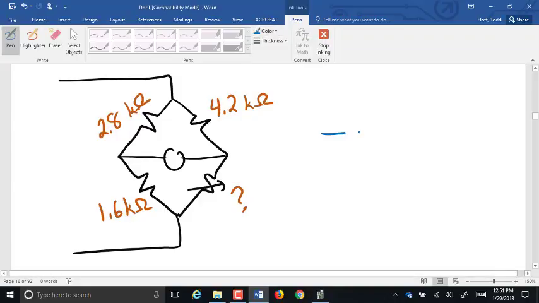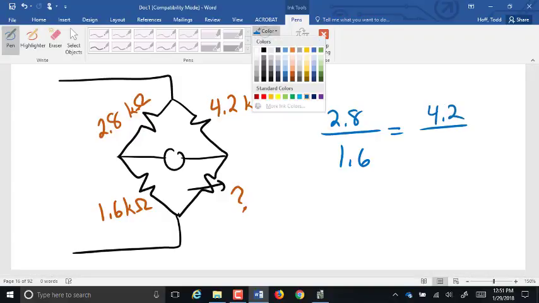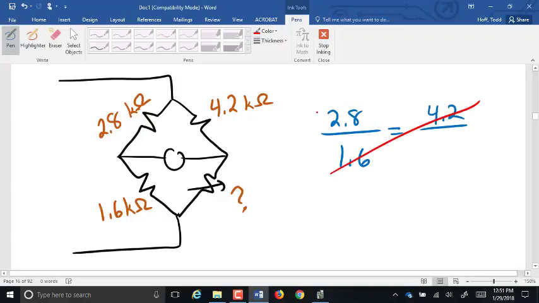Okay, tell me how you set her up. 2.8. Okay. So then we'll cross multiply. 1.6 times 4.2 divided by 2.8 is 2.4 kiloohms. Any questions?